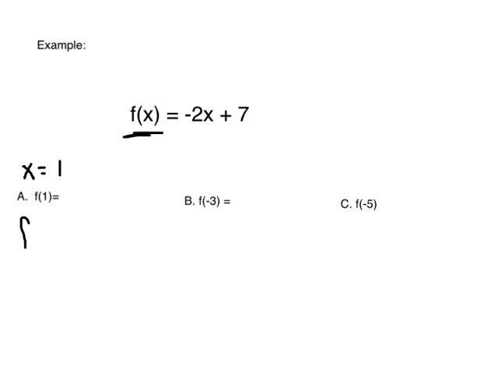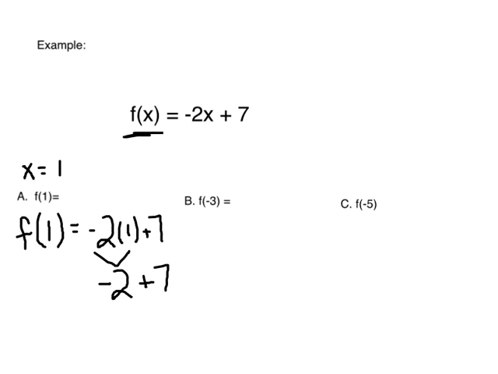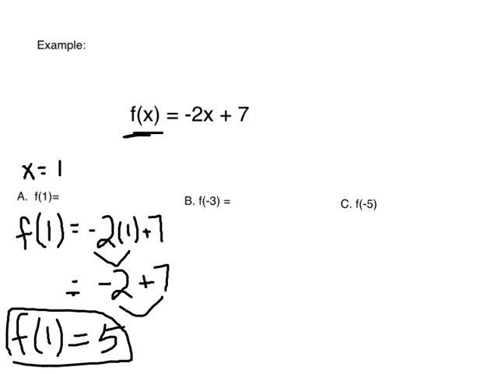So I'll end up with f of 1, the function of our input 1, is -2 times 1 plus 7. We'll start by multiplying. -2 times 1 is -2 plus 7. -2 plus 7 is what? We have different signs, so we are subtracting, and we end up with 5. So f of 1 equals 5. If we were going to graph this point on a coordinate grid, what would our coordinates be? Right, our coordinates would be 1, 5.